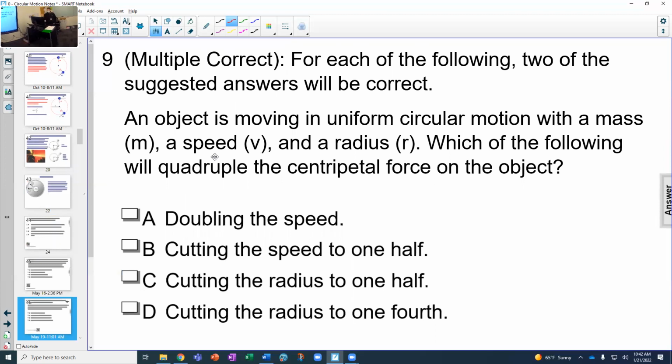All right, this is a multiple correct, so there are 2 correct answers of the ones below. An object is moving in uniform circular motion with a mass m, a speed v, and a radius r. Which of the following will quadruple the centripetal force on the object? 2 of them are correct.